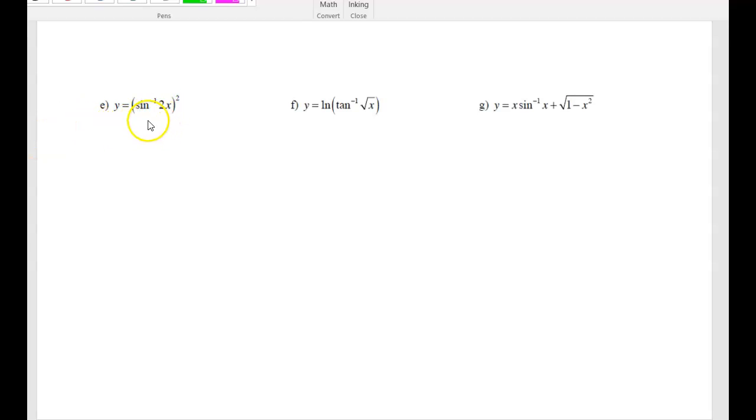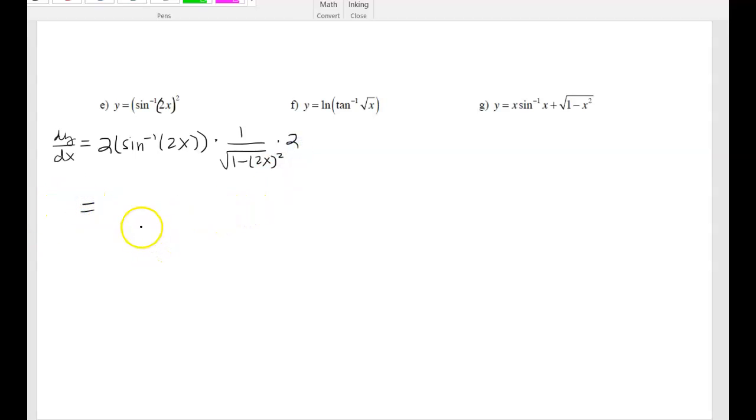Okay, in part E, we have inverse sine of 2x, the whole thing squared. This is going to be one of those peanut M&M problems. Okay, so we've got 3 layers. We've got the squared, we've got the inverse sine, we've got the 2x. So we're using chain rule here. The derivative of something squared is 2 times that something. Now I'm going to do times the derivative of that. So the derivative of inverse sine of 2x is 1 over square root of 1 minus the quantity 2x squared, then times the derivative of 2x, which is just 2.